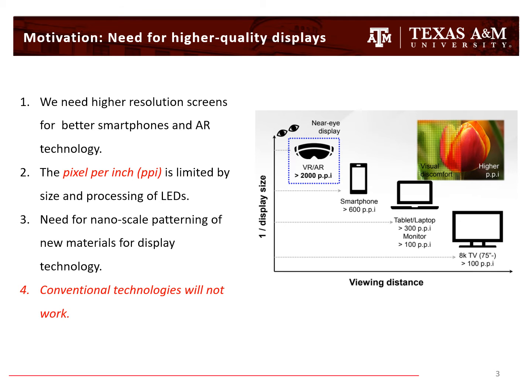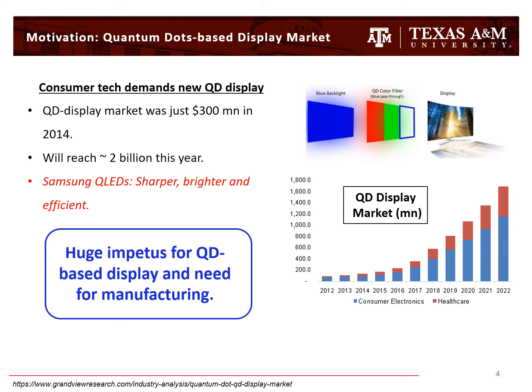this possible. One such example is the quantum dot display market, which you might have seen in recent times because of Samsung, which launched their quantum LED TVs, which are much sharper, much brighter, much more energy efficient. And the market is going to be increasing in the next decade, and this has increased a lot of interest in quantum dot manufacturing and display technology, and we'll be talking about that today.